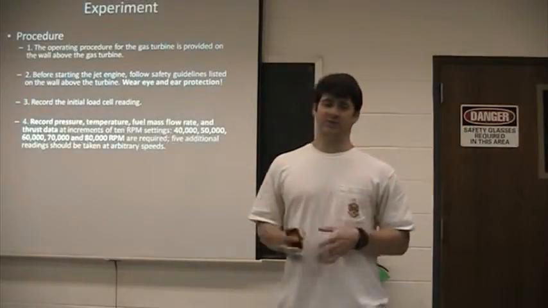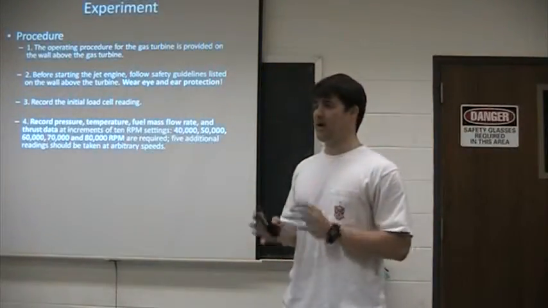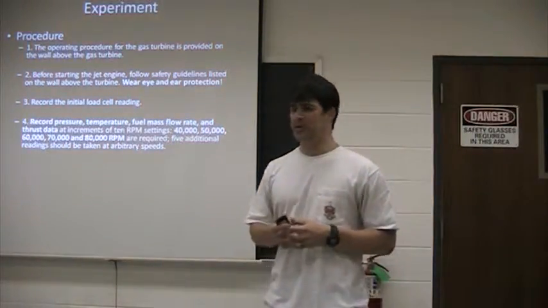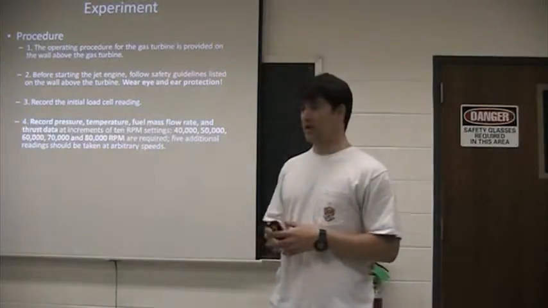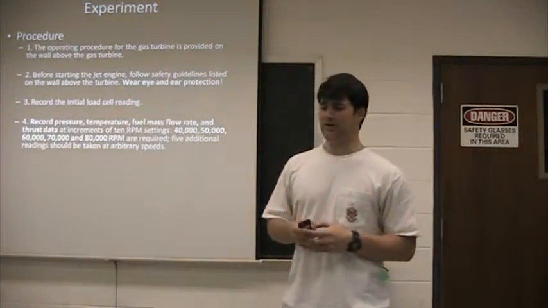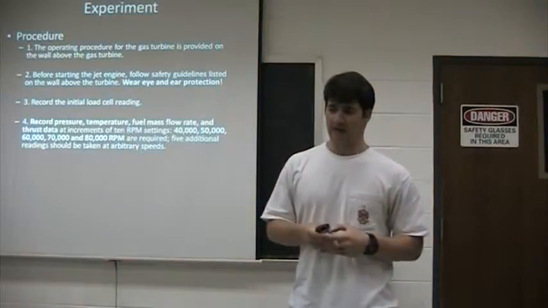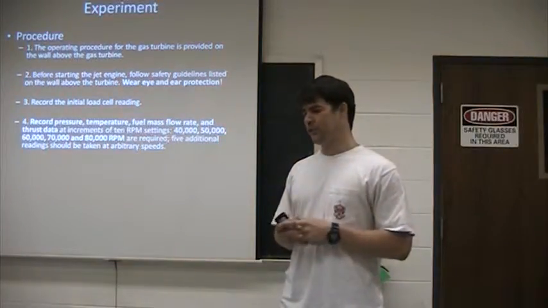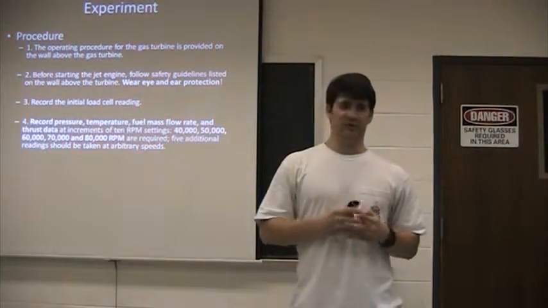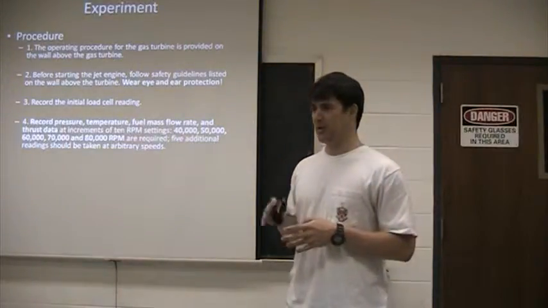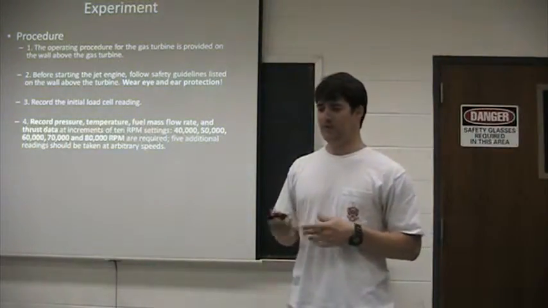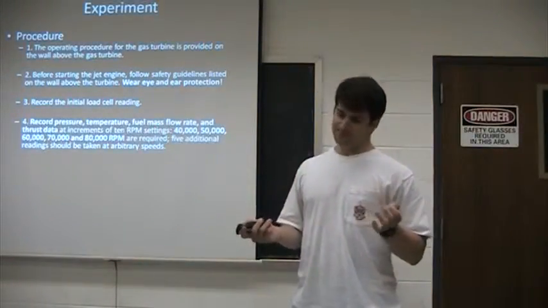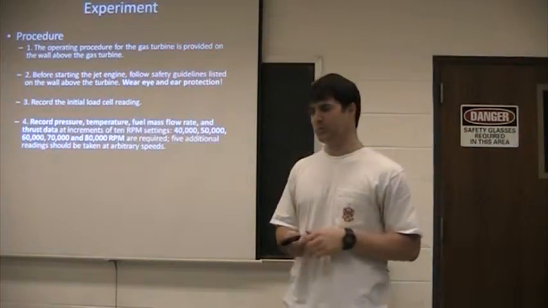The main thing with this experiment, you have to have eye and ear protection. It's going to be very loud. The procedure will be located above the gas turbine. Once again, wear eye and ear protection, it is very loud. We're going to need to record the initial load cell readings, and then the recorder is going to be asked to record the pressure, temperature, fuel mass flow rate, and thrust data between 40,000 and 80,000 RPM in increments of 10,000. Five additional readings should also be taken at your lower speeds, just so you can get your mass flow rate when it's just starting up.